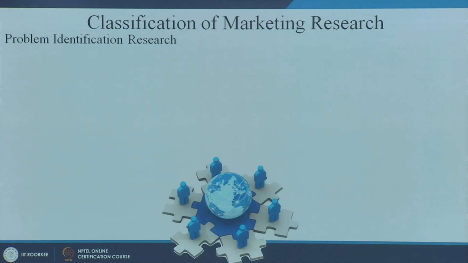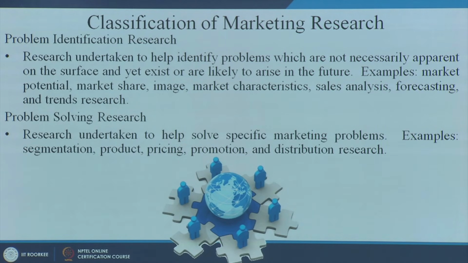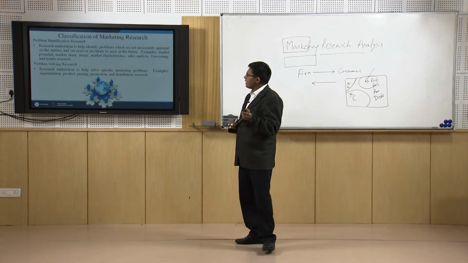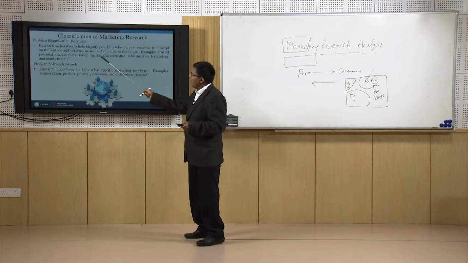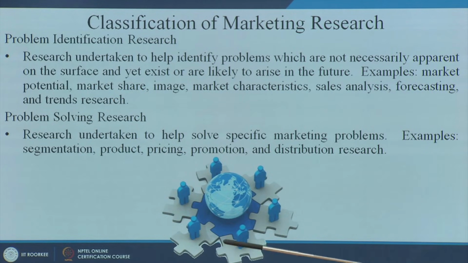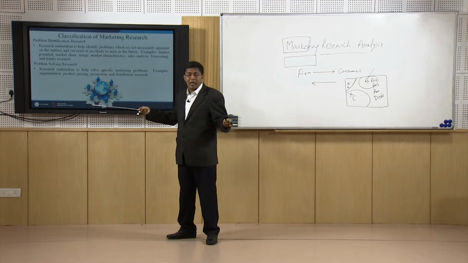Classifications of marketing research. So, basically we will classify into the problem identification research and problem solving research. Identifying the problem is itself a successful thing. For example, market potential. What is my potential? Am I not working to my potential? Can I do something more? What is my market share? What is the image in the market?